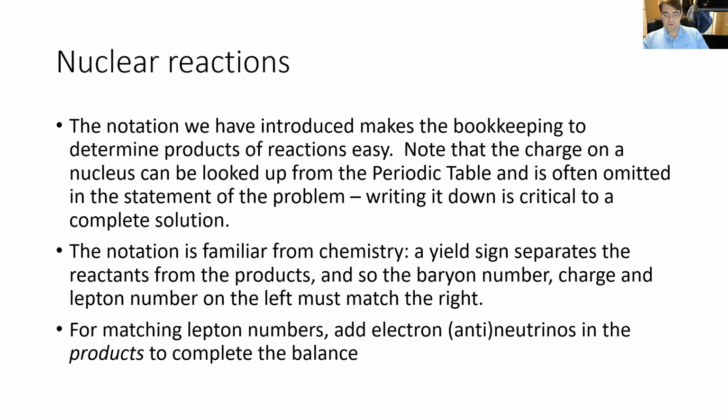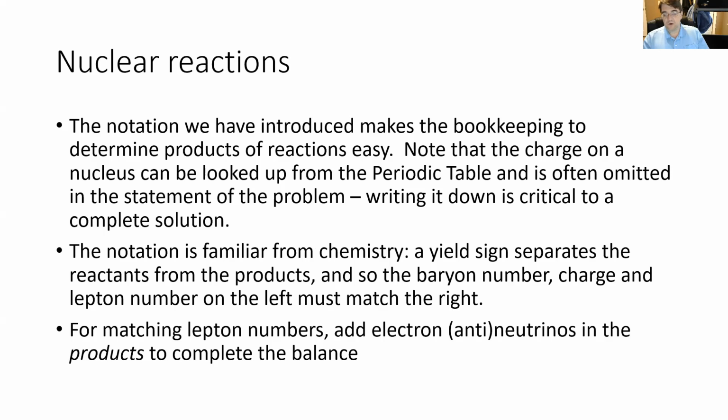To describe what happens when nuclei interact and react with each other, we introduce a notation to keep track of our conservation laws of baryon number and charge. Charge on a nucleus you can look up on your periodic table. If we want to talk about a nucleus that has 6 protons and 6 neutrons, we won't say carbon-12 with 6 protons, because carbon already has 6. You can look up the number of protons just from the periodic table.